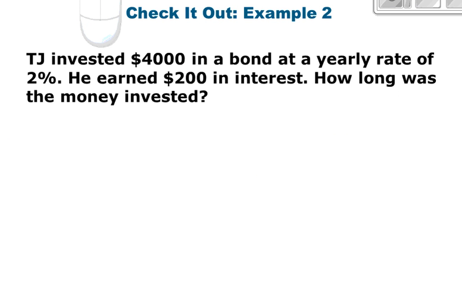TJ invested $4,000 in a bond at a yearly rate of 2%. He earned $200 interest. How long was it? I want you to solve this problem out, just like we just did. Pause the video. All right, we're going to continue.